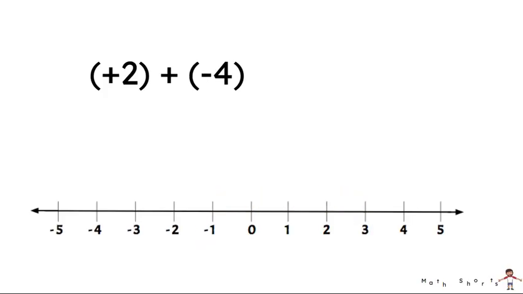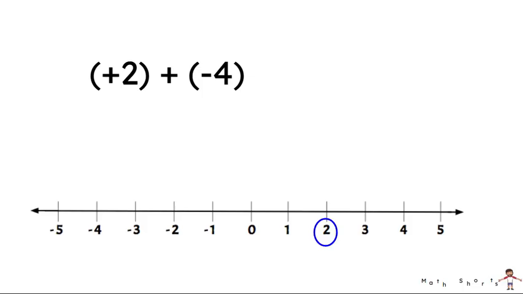Here's another example. Let's solve +2 add -4. The first number in the equation tells us where to start on the number line. We start at +2. But where do we move on the number line? We move in the direction of the second integer.